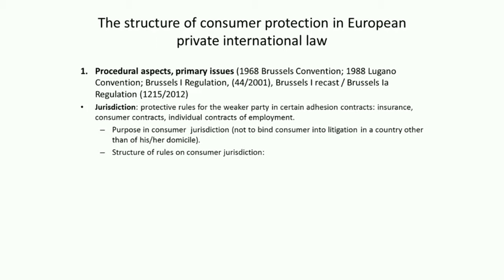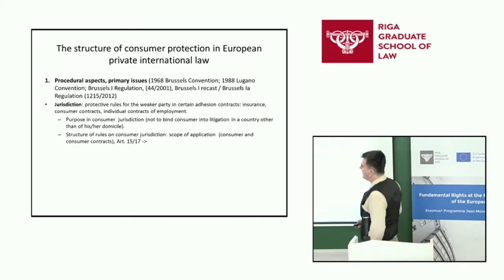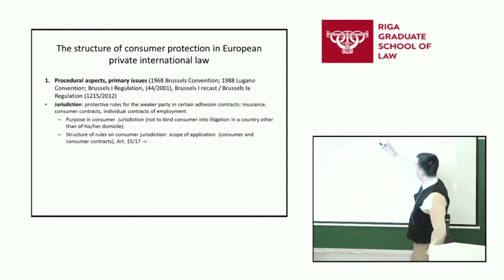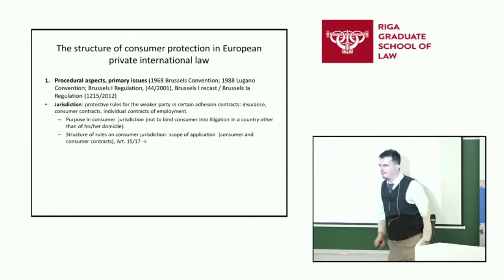The structure of rules on consumer jurisdiction in all these conventions and regulations: first, there is a rule about the scope of application. What do you mean by a consumer, and what do you mean by consumer contracts? In the Brussels I regulation, this was Article 15. In the Brussels I recast, this is Article 17.